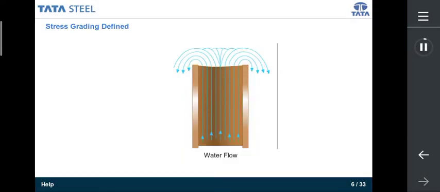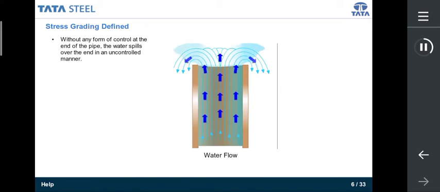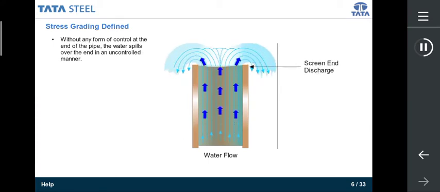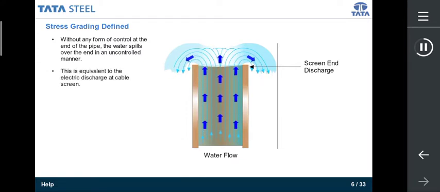Having learned what stress control is, let us now understand why stress grading is essential for cables. We have represented the cable screen by the end of a pipe. Without any form of control at the end of the pipe, the water spills over the end in an uncontrolled manner. The flow is turbulent. This is equivalent to the electric discharge at the cable screen. Obviously, as we increase the flow of water, equivalent to increase of voltage, the turbulence becomes more violent, that is, higher discharge voltage.